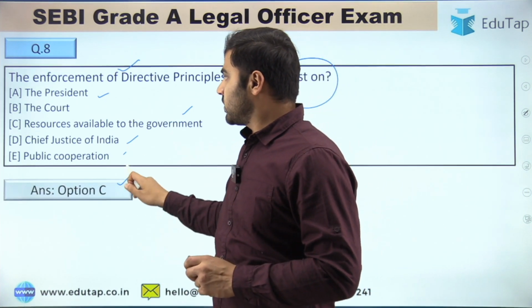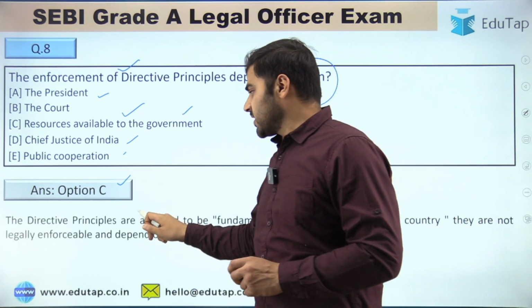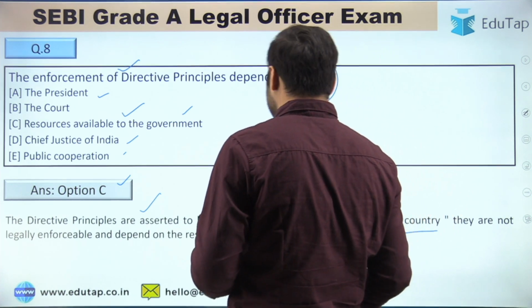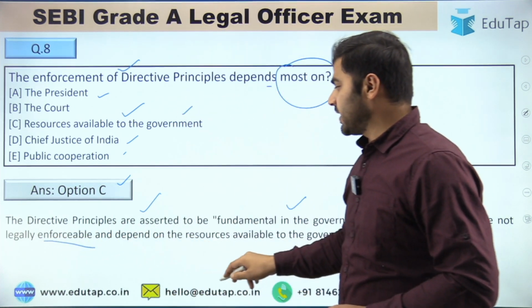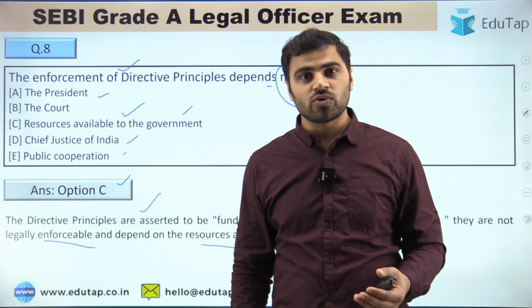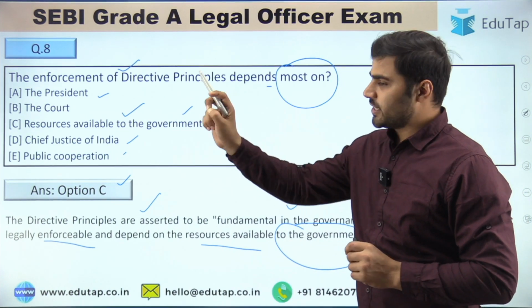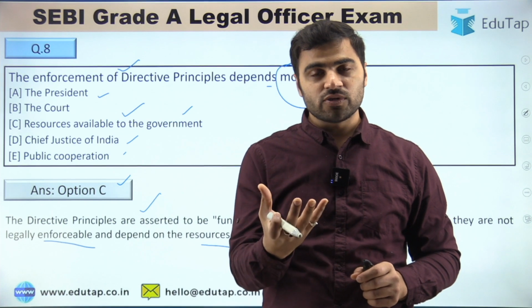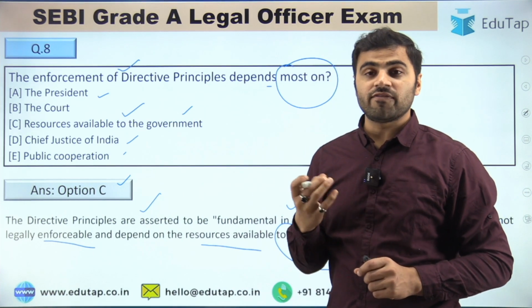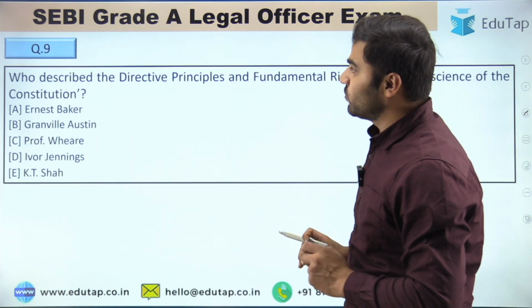The right answer is option number C, that is resources available to the government. The directive principles are asserted to be fundamental in the governance of the country. They are not legally enforceable and depend on the resources available to the government. If the government has resources, then they will definitely implement these directive principles of state policy, because it is a kind of instruction to the state, to the government basically, to implement for the welfare of the people of society. So this was question number 8. Let's move to question number 9.